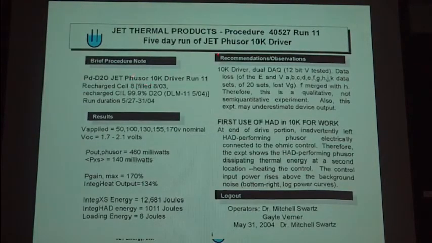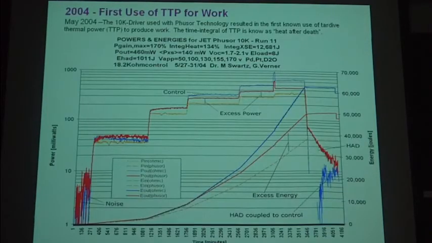One thing we did is, this was our first run back where we took the energy from heat after death and used it to do work at another location. So it really is real. Here was our first use of tardive thermal power, or heat after death, to heat up a second bucket of water. And so here, for example, we see, here's our ohmic control system. We ended up heating that up with the heat after death.